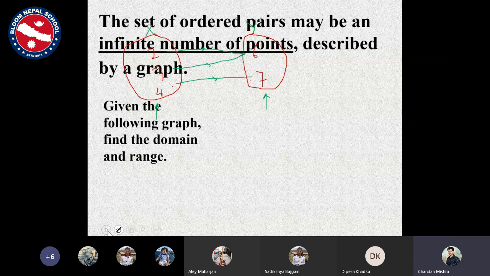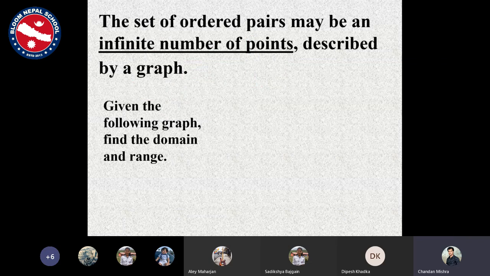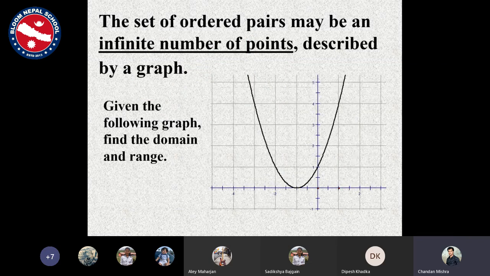So now, as it says in this graph, let me get rid of all of this. So the set of ordered pairs may be an infinite number of points described by a graph. So for example, let's look at this particular graph, right? यसमा चाहिँ के छ भने, so this is the x coordinate, right? So as I said, domain is the set of all x elements, and range is the set of all y elements, right? So I want you to look at this particular graph and then write the set notation for the domain and the set notation for the range, right?